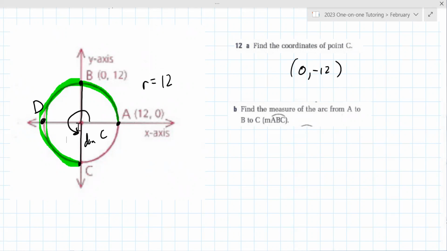Is it 270? Yes. So it's 90, 90, and 90. Good. Let's see what I asked for.